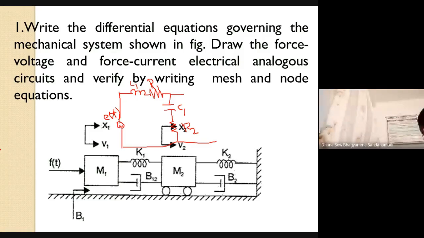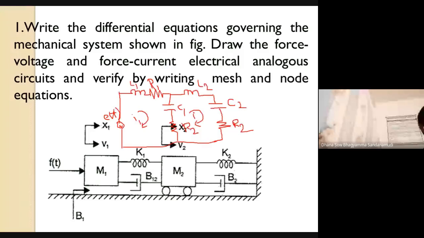What is M2? It is L2. M2 is L2. What is K2? 1 by C2. What is B2? It is R2. Next, what is V1? V1 is I1. What is V2? It is I2.